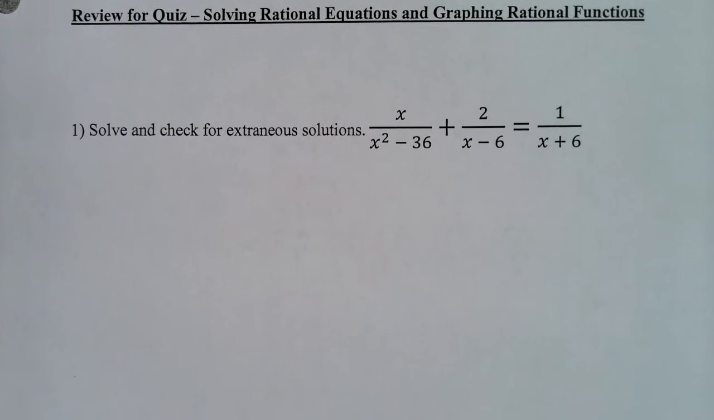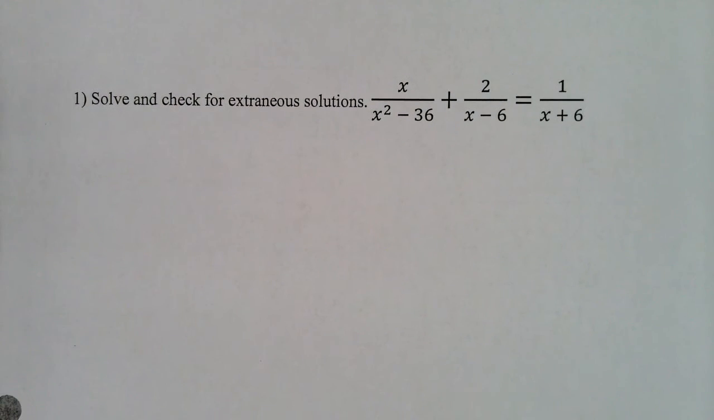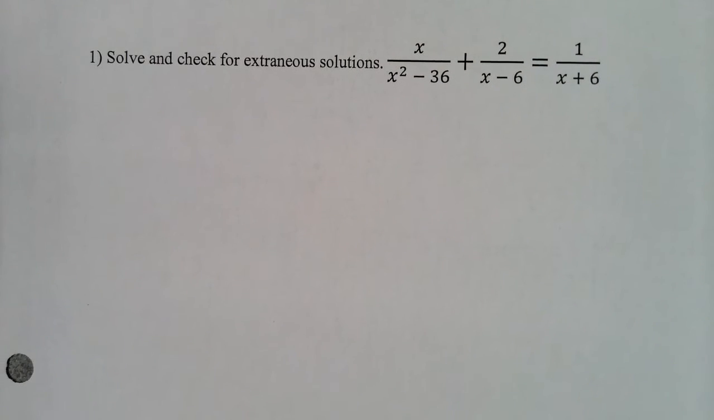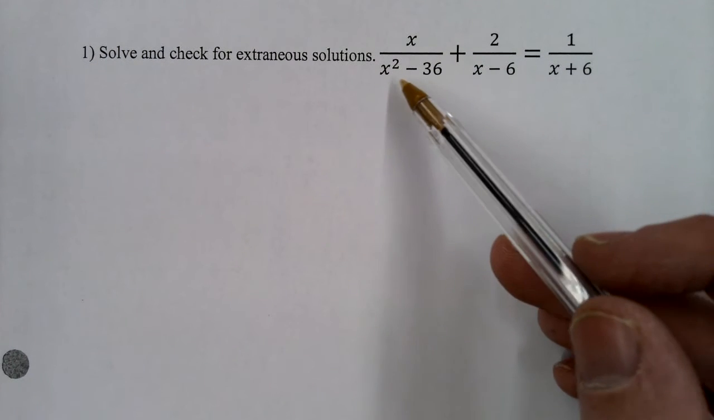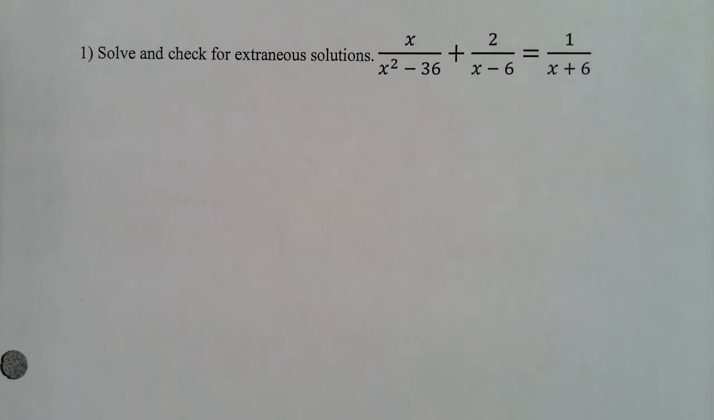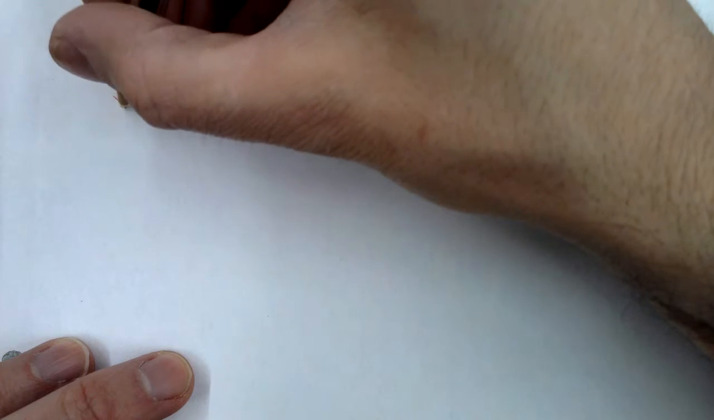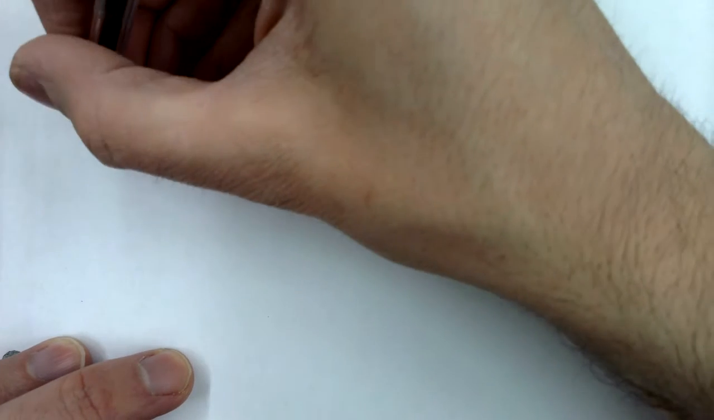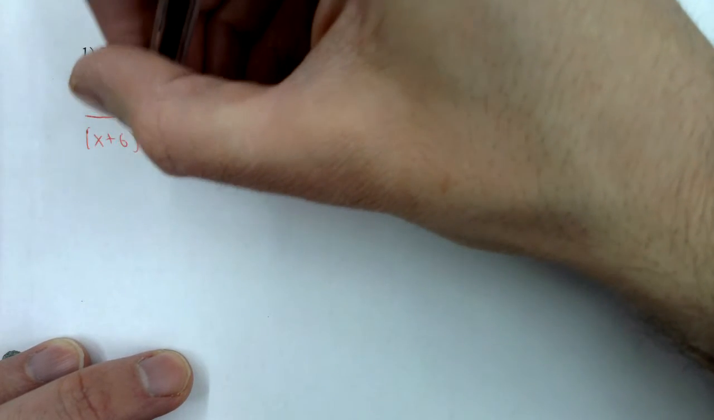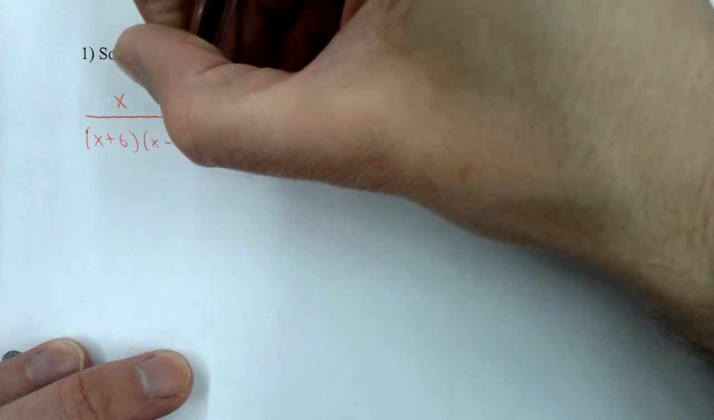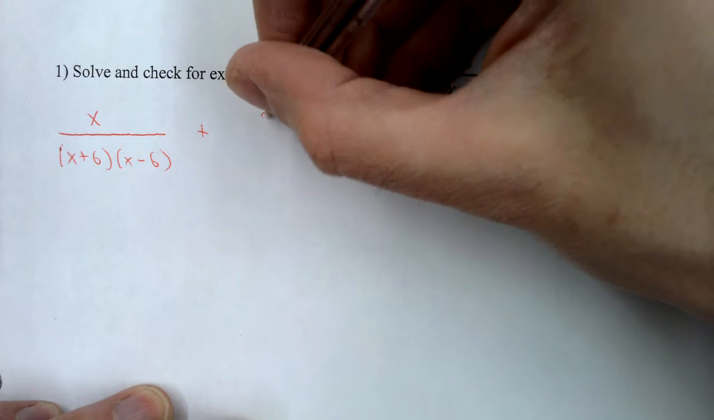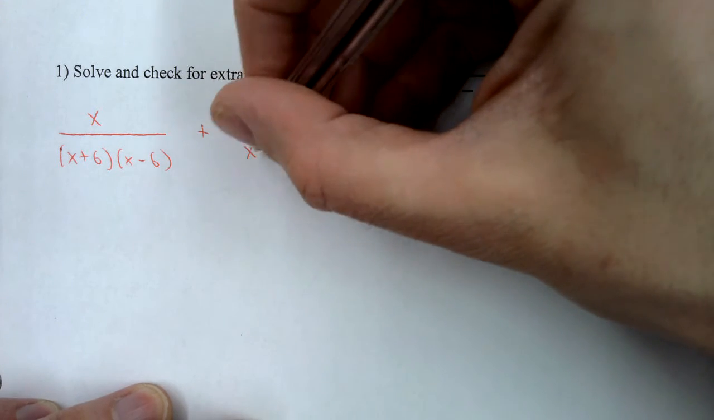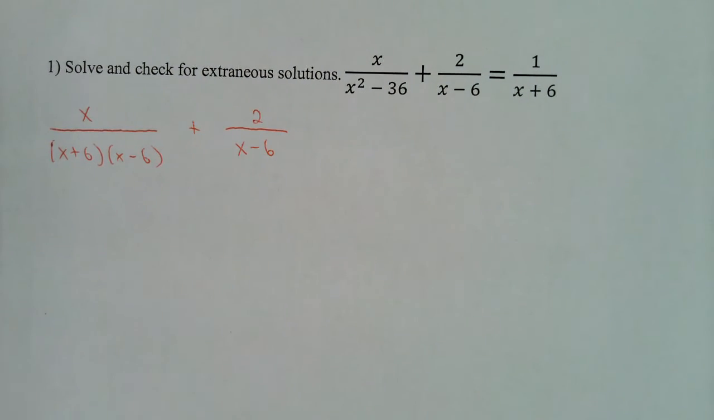Okay, so number 1, solve and check for extraneous solutions. What I'm going to do first is factor all the denominators wherever I can factor. Okay, so x squared minus 36, that's the difference of 2 squares. So that factors to become x plus 6 times x minus 6. And I have plus 2 over x minus 6 equals 1 over x plus 6.